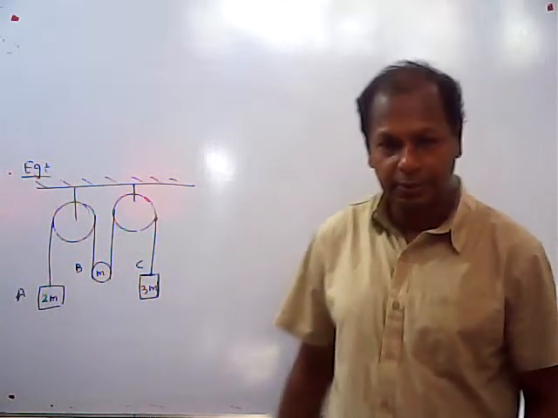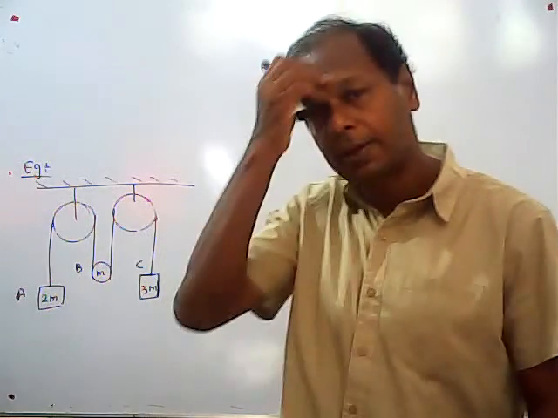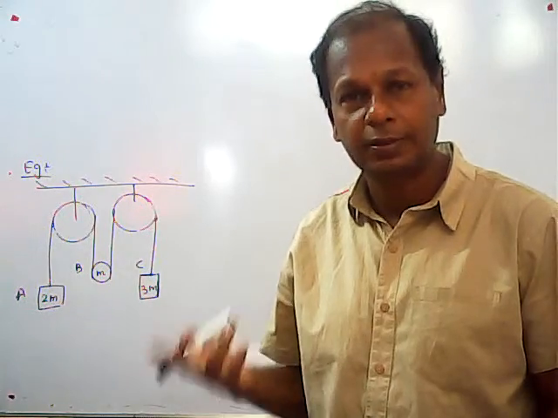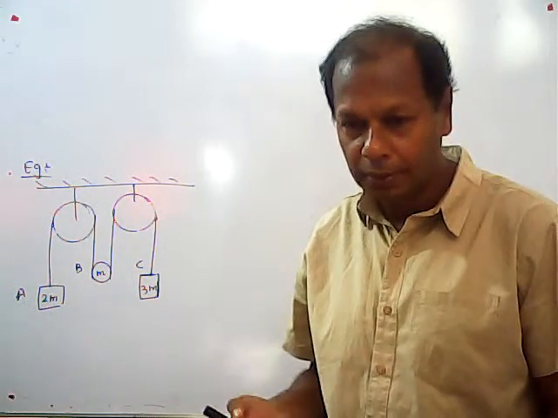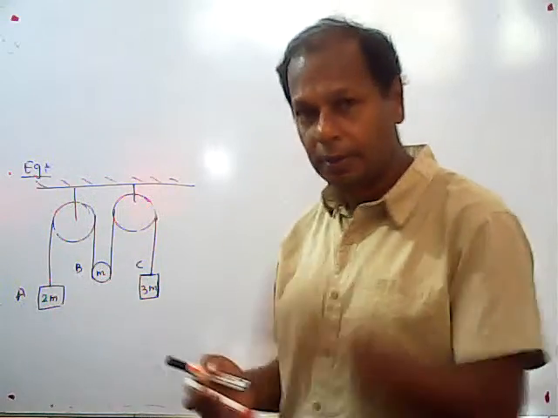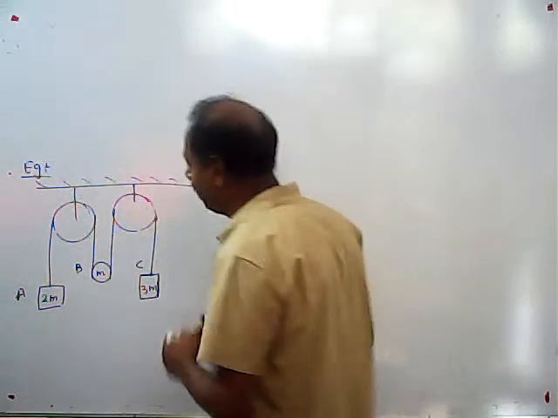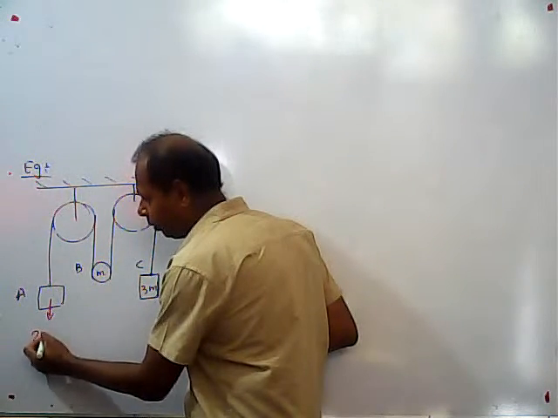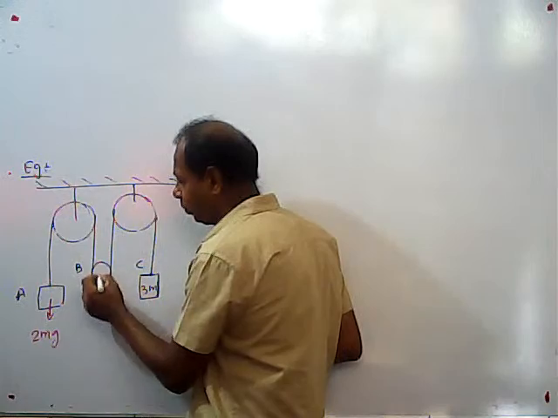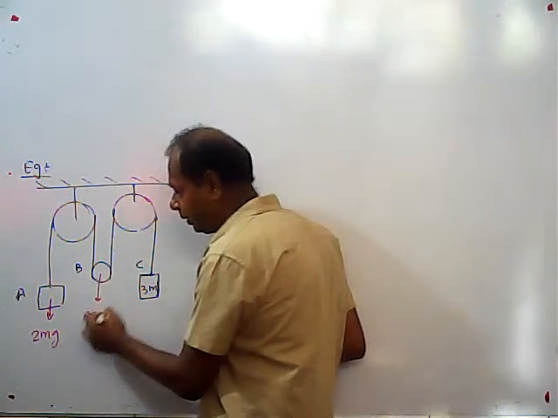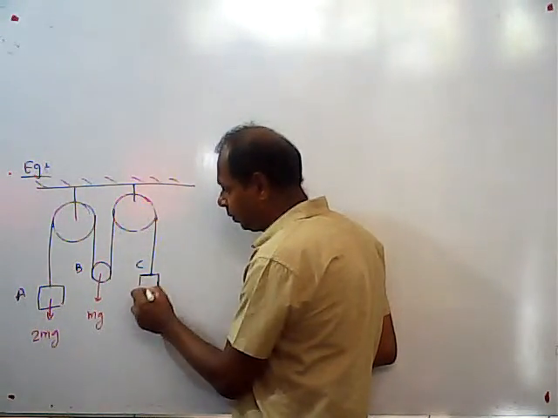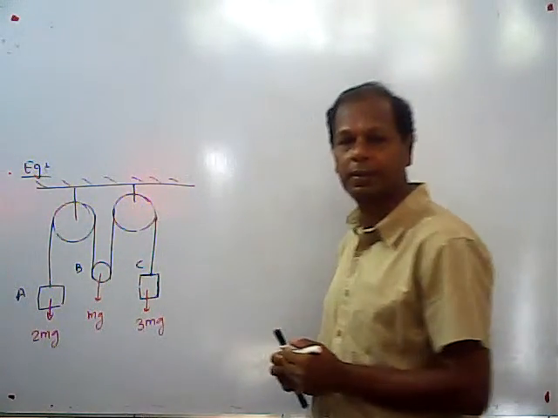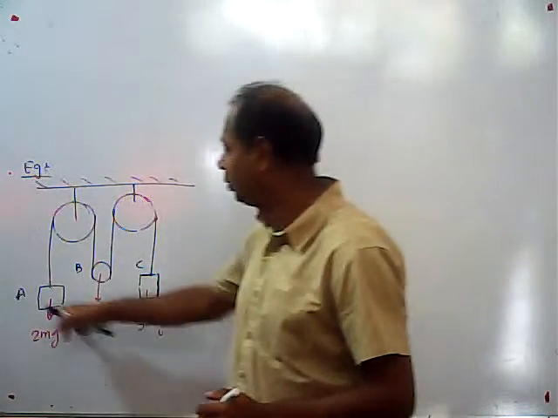Right. The difference here is first we'll mark the forces, the tensions and weights. Okay, tensions and weights. So weights are 2mg and 3mg, right? Then the rope.